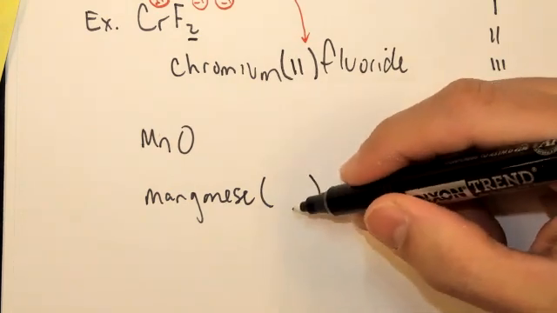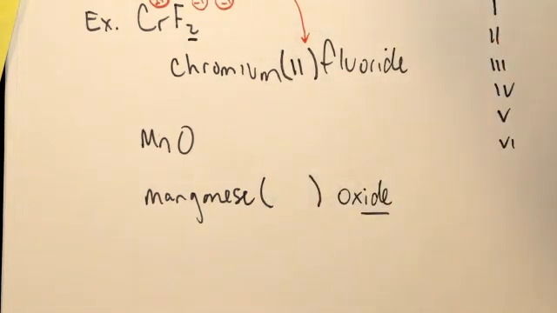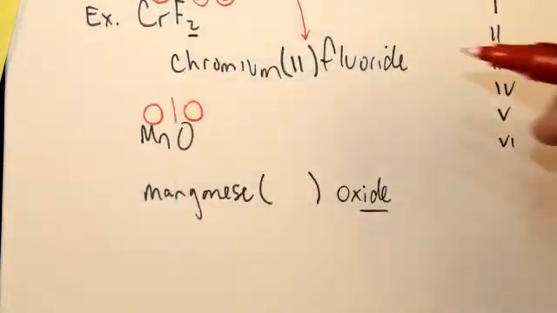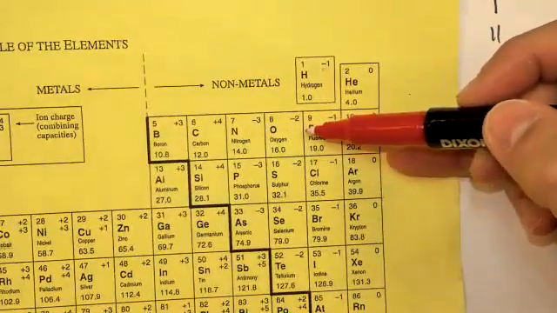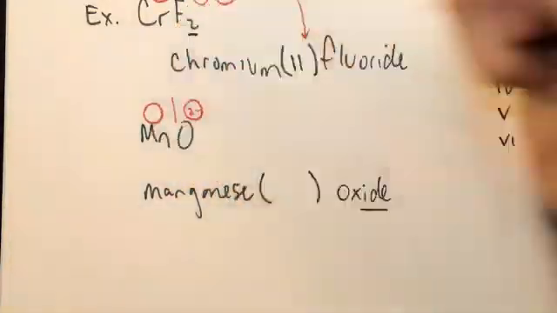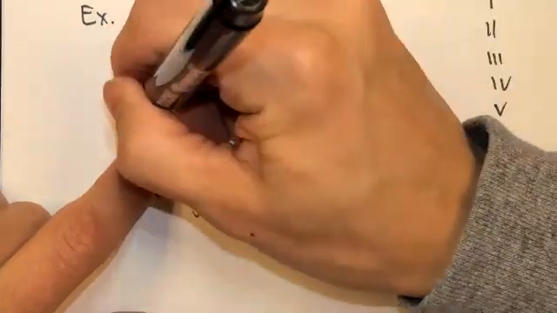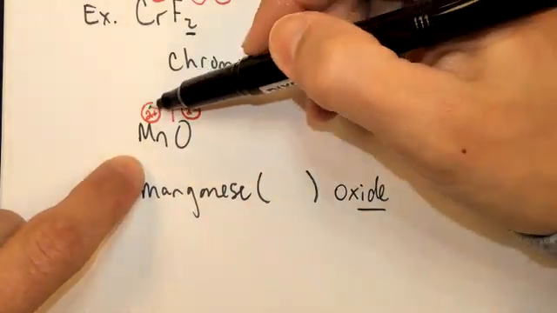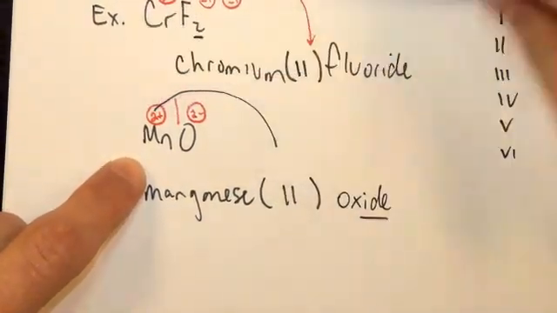Now to figure out which manganese we're using, again, I'm going to use the ratio of atoms present. There's 1 oxygen atom and 1 manganese atom. Oxygen always comes in 2-. That would tell us that this has to be the 2+ ion. And so we would write that this is manganese(II) oxide.